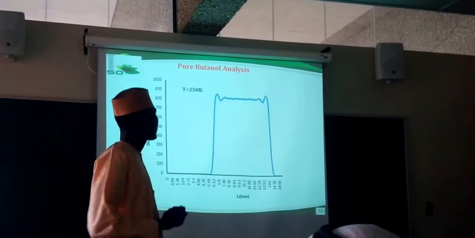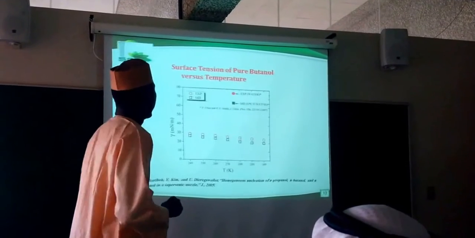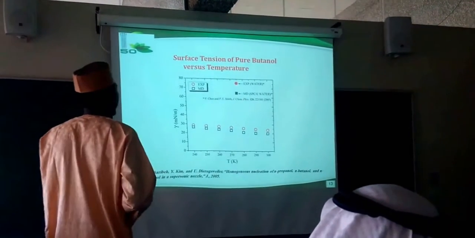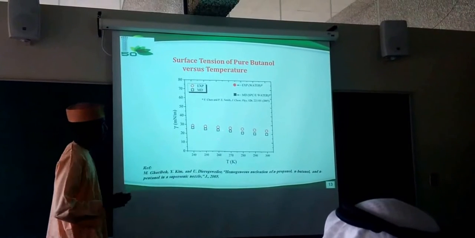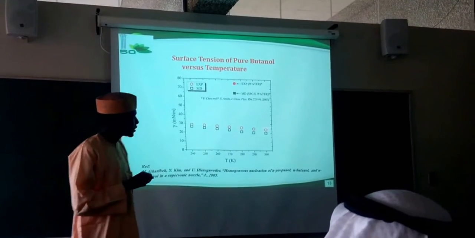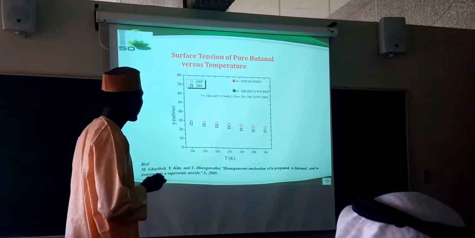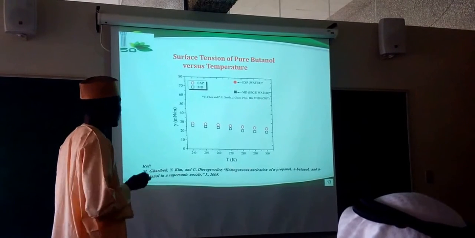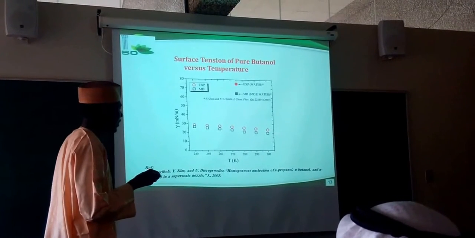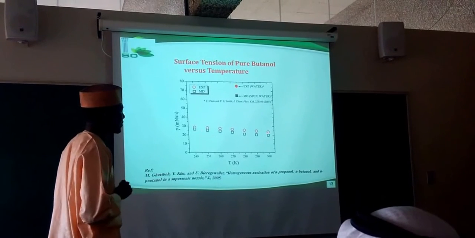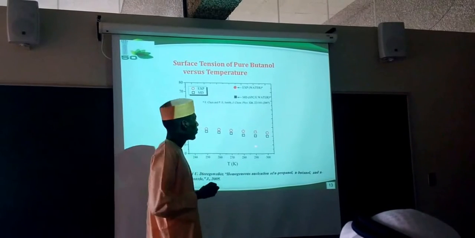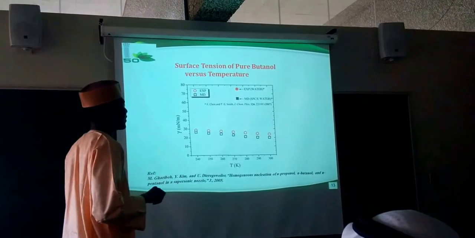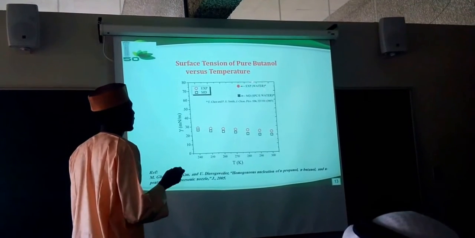This is the surface tension that we calculated for the pure butanol. You can see the red circles are the experimental findings, with the stated reference, and the black squares are our MD findings. We can see that we are in very good agreement with the experimental findings. In fact, this is an acceptable model for water at present.